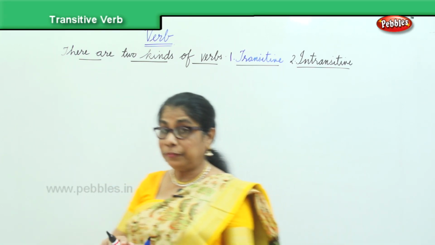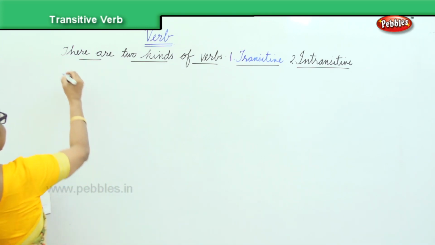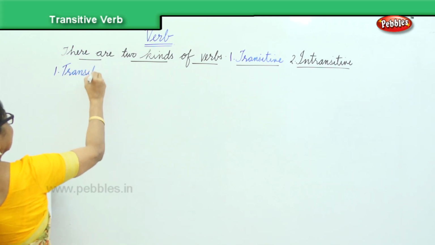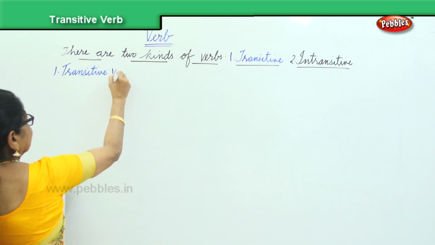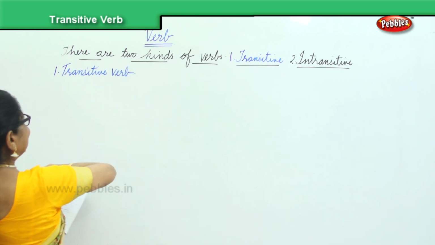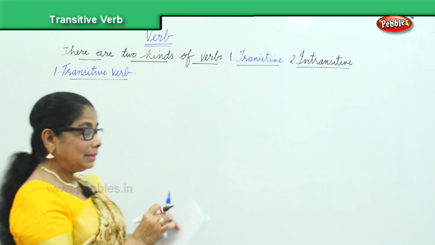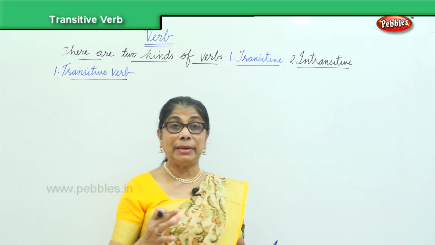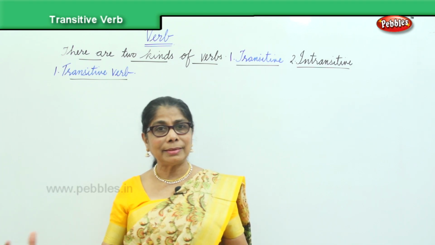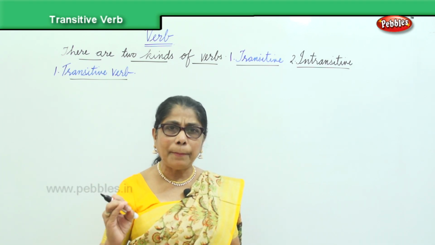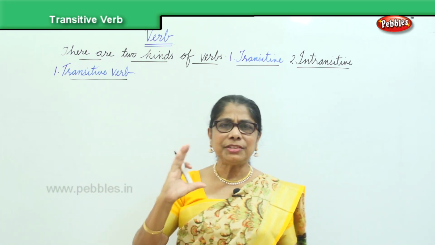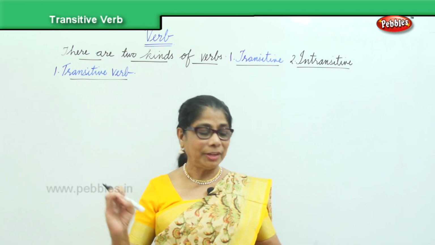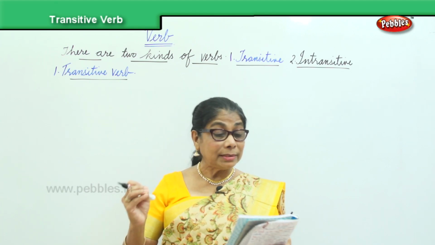The first type. What is the first type? The transitive verb. Now, what is this transitive verb? A transitive verb needs an object. All you need to remember is that in verbs there are two kinds, transitive and intransitive. When we talk about transitive, just remember a transitive verb needs an object. Now, what is a transitive verb?